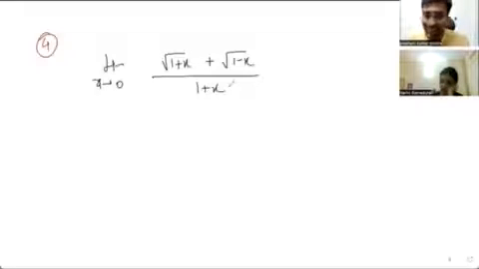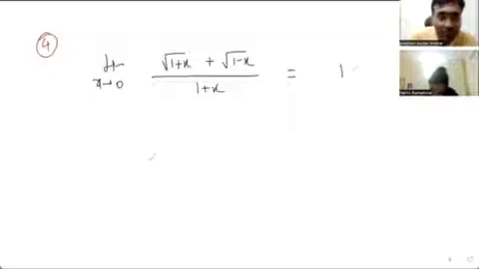Can we do it by directly substituting? First, the denominator is not 0, so there's no need for rationalization. We can directly do it by substituting. So always in the question, first see if you're able to do substitution or not. That's simple substitution, so the answer is 1.